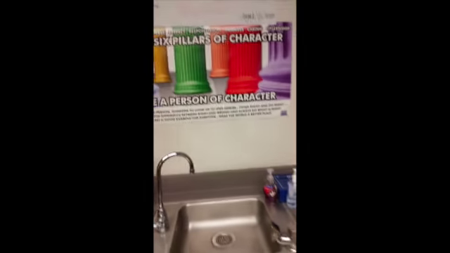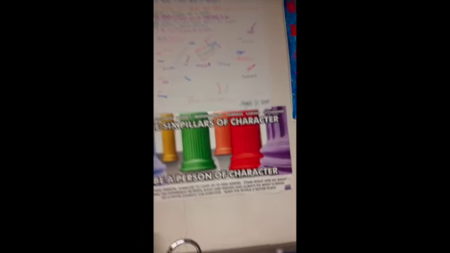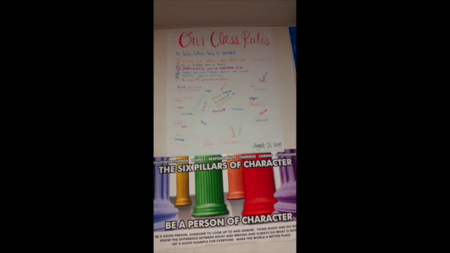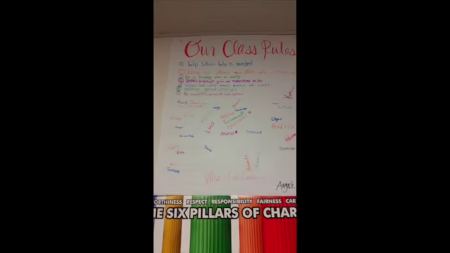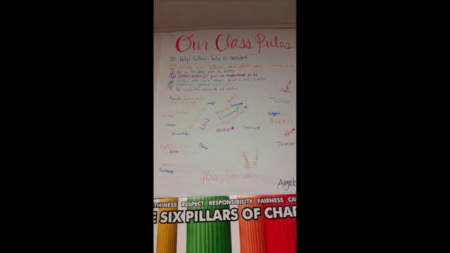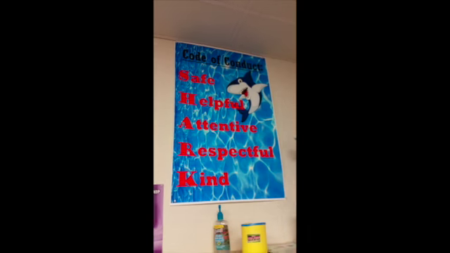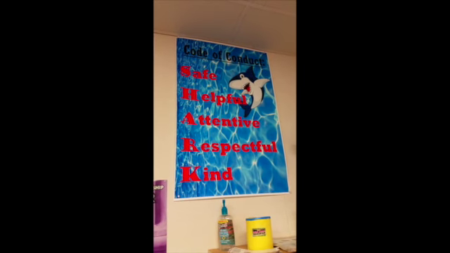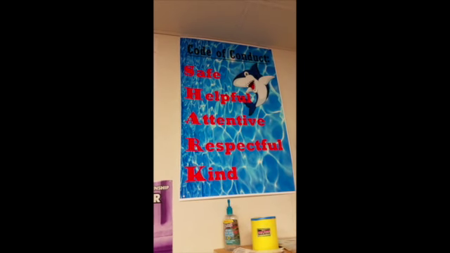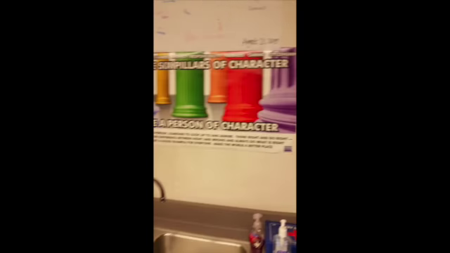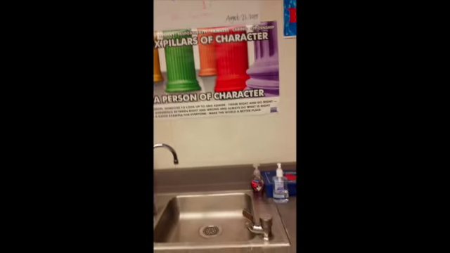As for classroom management, we have our own class rules, which we agreed on within the first week of school. So the students came up with all these ideas and then we signed them all together. These are our school rules, our code of conduct. It stands for SHARK: safe, helpful, attentive, respectful, and kind. And we also emphasize the 6 pillars of character.